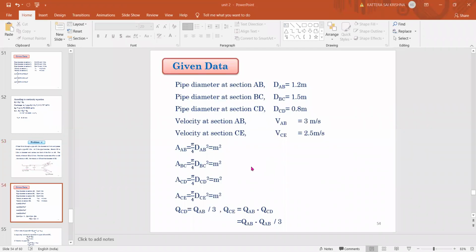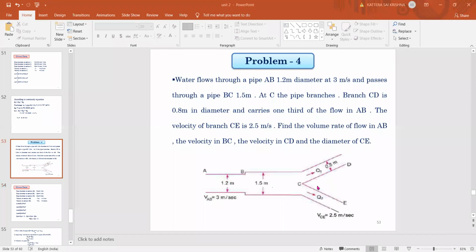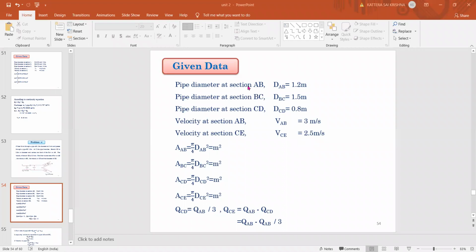Right. So please write down the given data. What are the things he has given? First he gave the diameters of 3 parts and 1 part is missing. CE diameter we don't know, that we need to find. So diameter of section AB, DAB, equal to 1.2 meter. Diameter at section BC, DBC, equal to 1.5 meter. Diameter at section CD, DCD, is 0.8 meters.